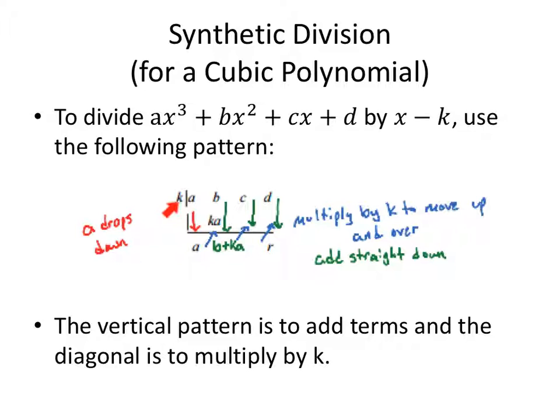So we'll put our k on the outside. I set x minus k equal to 0, x equals k is what I'm going to put as my divisor. I'll list my coefficients a, b, c, and d, leaving space. The pattern is your a value always drops down. And then you're going to multiply by k to move up and over, add straight down. Multiply by k to move up and over, add straight down. Let's do some examples.